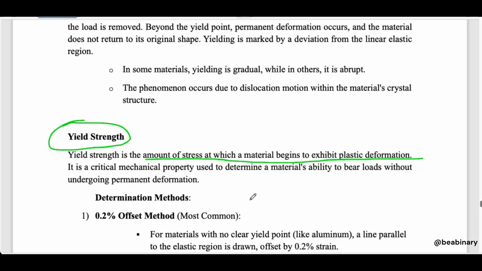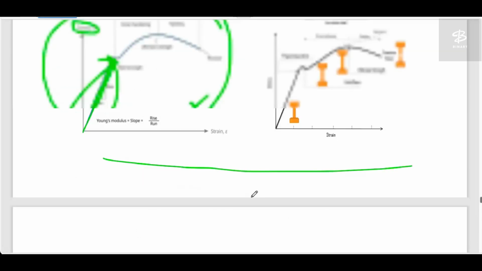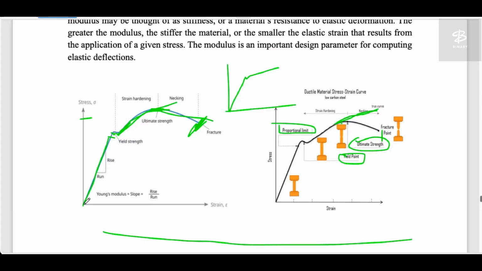So in most cases, you have the same sense. Same sense means this is the graph. So till here, and how can you calculate the strength? Just draw the line. Okay, and the area under this curve is known as your strength. So this is your strength.